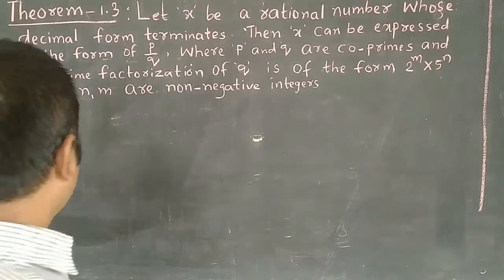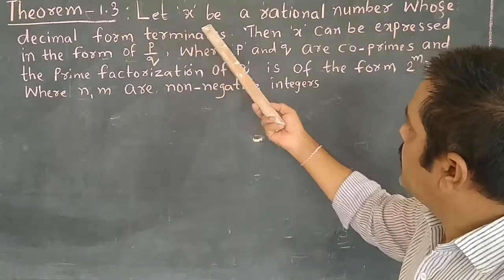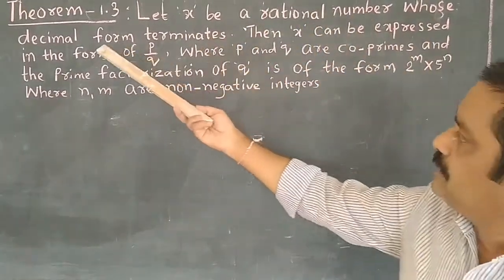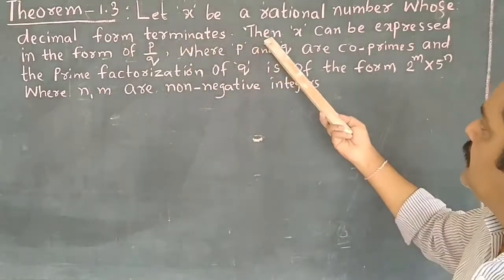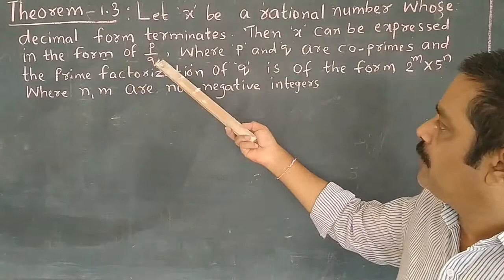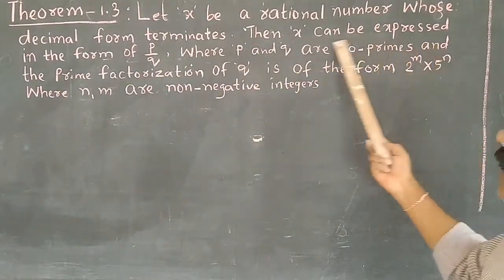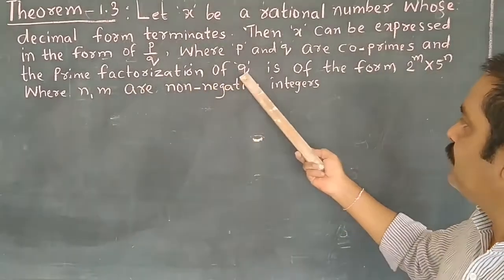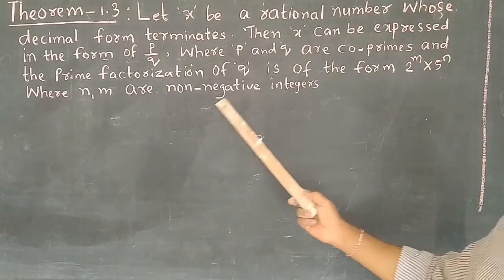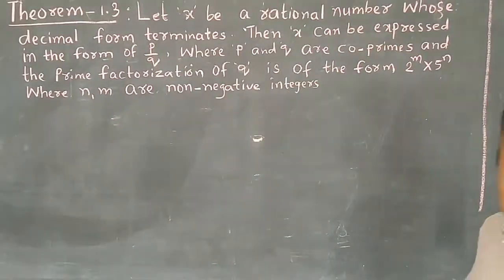Okay children, see this theorem. Theorem 1.3. Let x be a rational number whose decimal form terminates, then x can be expressed in the form of p by q, where p and q are co-primes and the prime factorization of q is of the form 2 to the power of m into 5 to the power of n, where n and m are non-negative integers.